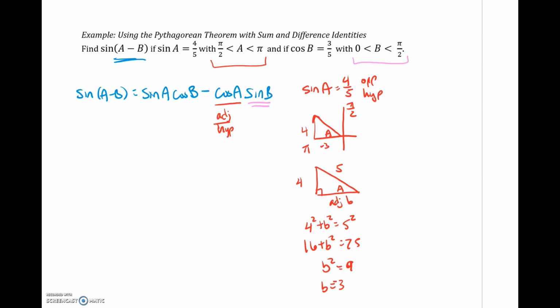So that being said, we are now able to find cosine of A, because remember cosine is adjacent over hypotenuse. Adjacent is negative 3, hypotenuse is 5. So, or I'm sorry, this should be cosine A, not cosine B, but cosine A is going to be negative 3/5. So now we can go ahead and substitute that in, right?